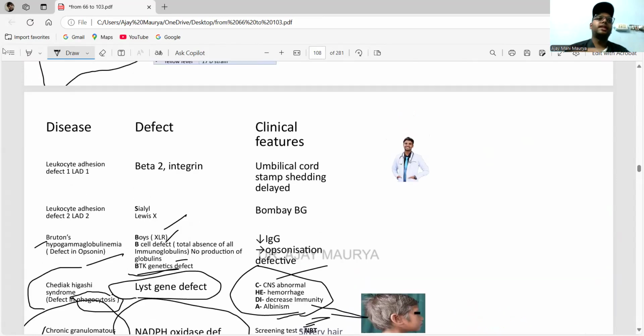Okay, so this is LAD one, LAD two. Just remember this one. They will give the history as umbilical cord stump, but shedding delayed. That is in LAD one. LAD two is the Bombay blood group, with a defect in the sialyl Lewis X.